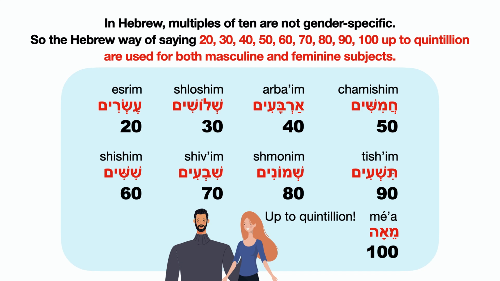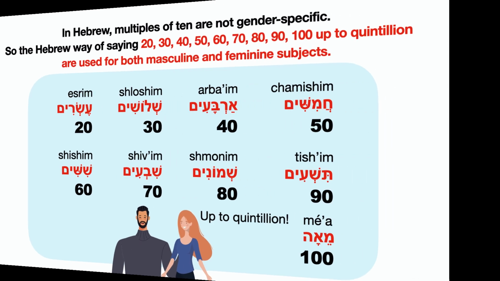Esrim, 20. Shloshim, 30. Arbaim, 40. Chamishim, 50. Shishim, 60. Shiv'im, 70. Shmonim, 80. Tish'im, 90. Me'ah, 100. So this is just to kickstart this lesson, and all the way until million, billion, quintillion. These kinds of numbers can be used to denote both masculine and feminine nouns.